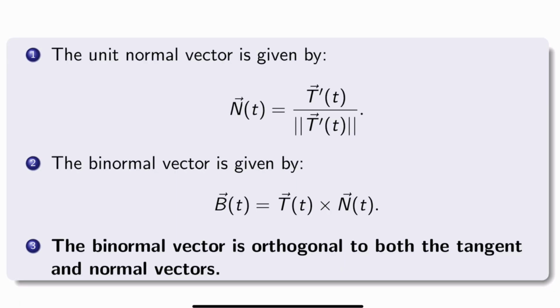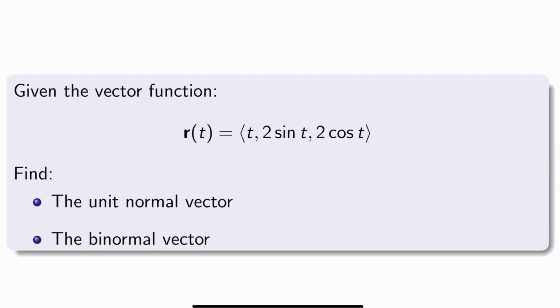So we now move on to normal and binormal vectors. By definition, the unit normal vector is defined as the derivative of the unit tangent vector divided by its norm. So that's T prime divided by the norm of T prime. Also, the binormal vector is defined as the cross product between the unit tangent vector and the unit normal vector. So we now move on to solve some examples on unit normal vector and binormal vectors.